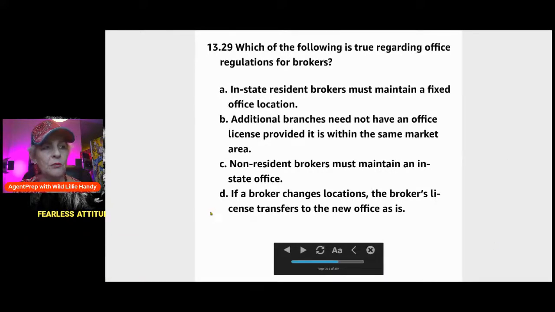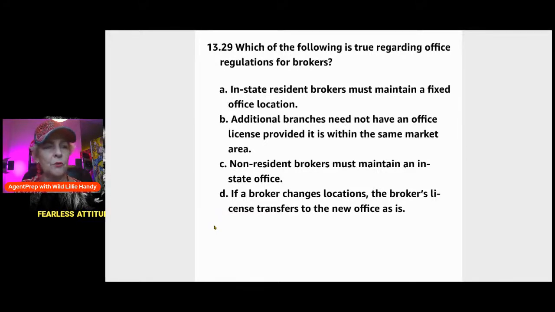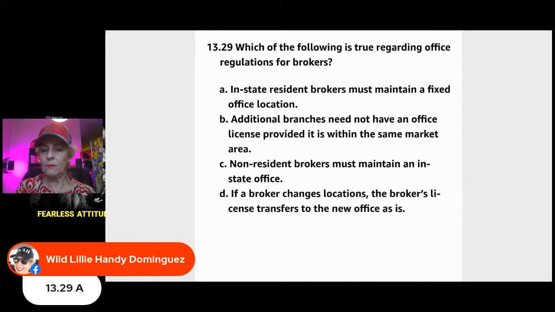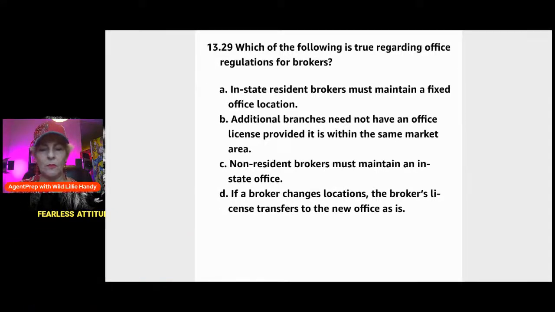And then if a broker changes locations, the broker's license transfers to the new location as is. We have to report it to TREC and get a new address on the license. So we have to update the Texas Real Estate Commission of any name changes and any DBA changes, any address changes, or any status changes, and marriages, divorces, anything like that that changes the name as to how we were registered. And so we fill out a 1-page or 2-page form, send it in with a change fee.